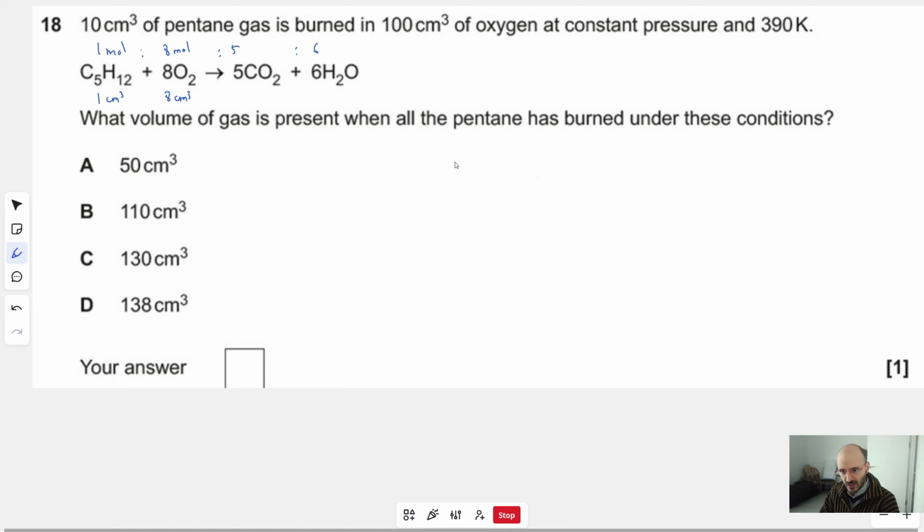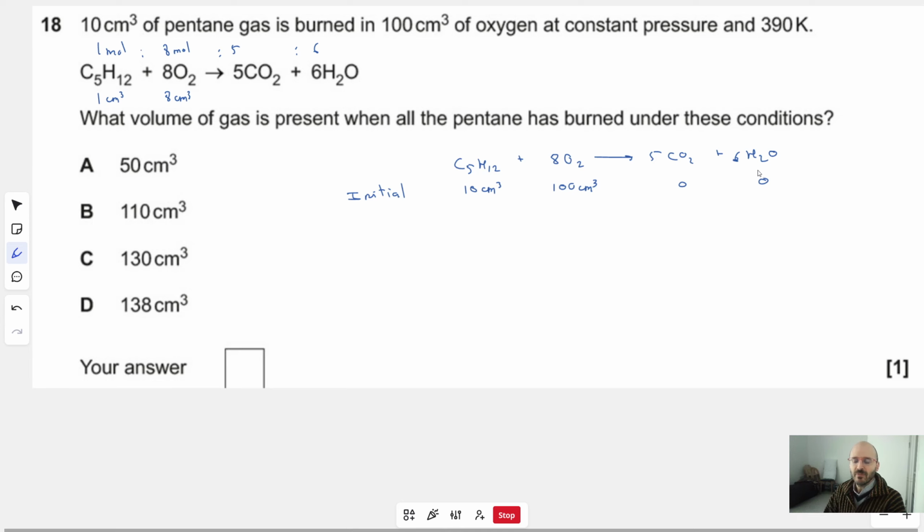To do this question, you may want to write the equation, and we are going to do a little table. A table is like this. You put your initial amount. That's 10 cm³ and 100. For the products, you assume you have no products, 0 and 0.